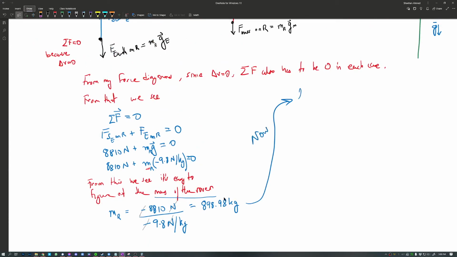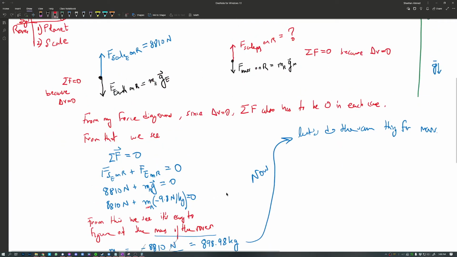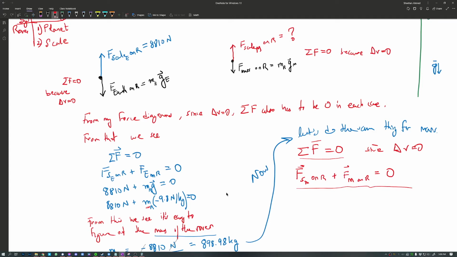Now, let's do the same thing for Mars. Well, if I look at my force diagram, I see the same thing. Sum of forces equal to 0 since delta V equal to 0, which means the force that the scale that hangs out on Mars exerts on the rover plus the force that Mars itself exerts on the rover, all of that has to sum up to be 0, right? I just wrote this equation and I just spread it out over here.